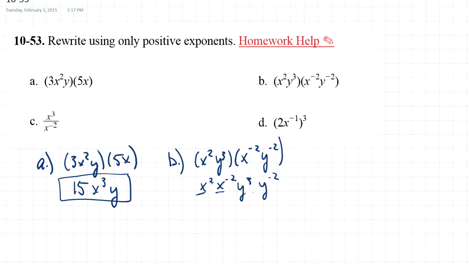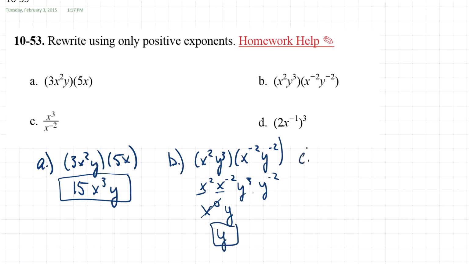So we're adding 2 plus negative 2, so this is going to be x to the 0 power, and then y cubed times y to the negative 2, we're adding, and so then we get y. Remember, x to the 0 power is just 1, so my answer is going to be y.